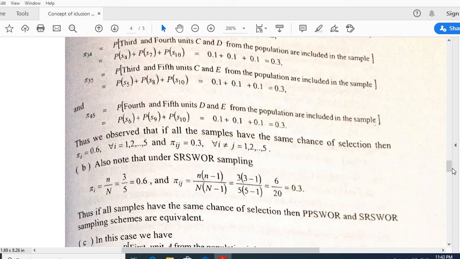Thus, if all samples have the same chance of selection, then probability proportional to size sampling without replacement and simple random sampling without replacement are equivalent. In this case, now we come to part C.